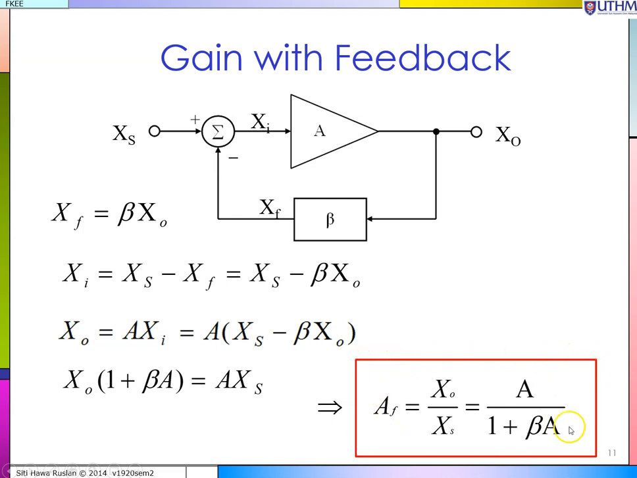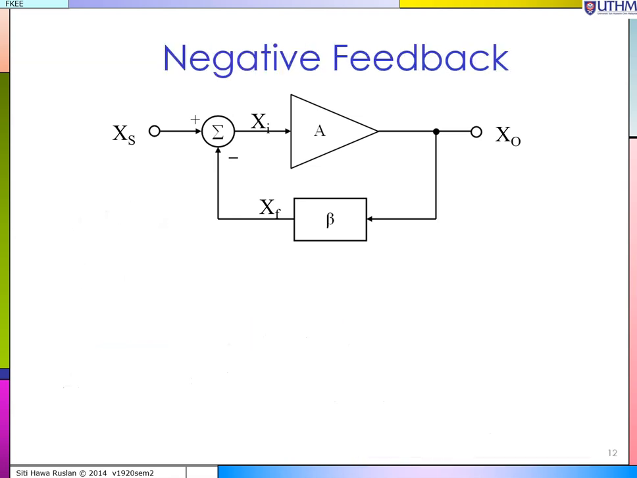What you see in this equation is that your amplifier has a gain of A, and with negative feedback you have a beta. The gain will be divided by a factor which is 1 plus beta A: A divided by 1 plus beta A. If you look over here, the denominator is greater than the numerator, meaning that the overall gain with feedback will be less. That's why we call negative feedback degenerative.